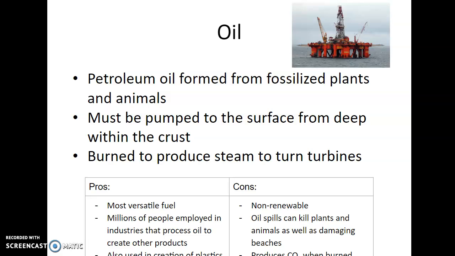And our cons for this are it's non-renewable. Oil spills can kill plants and animals and also damage beaches. And it produces carbon dioxide when burned. So that also has some pros, also has some cons similar to the other ones.